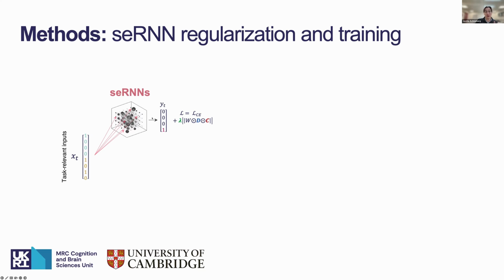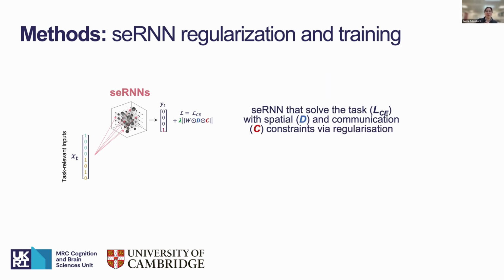And the way that we embed this box space is we set up a loss function, where the loss function is a combination of the task loss, here a loss with the cross entropy, and then a regularization block where we multiply the weights by a distance matrix and by a communication matrix. These are the components that I mentioned earlier, and this basically allows us to have a network setup where the seRNNs solve a task, whilst all the connection weights on the recurrent layer are constrained by the spatial distance, and also have this communicative prior in there. So this is our setup.